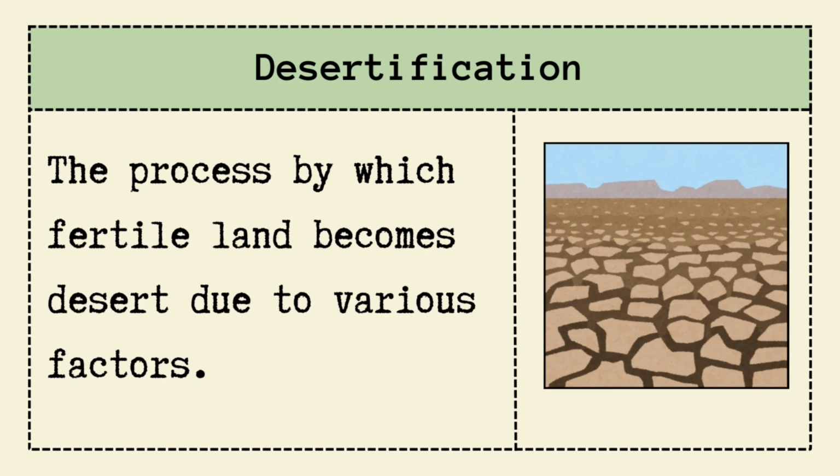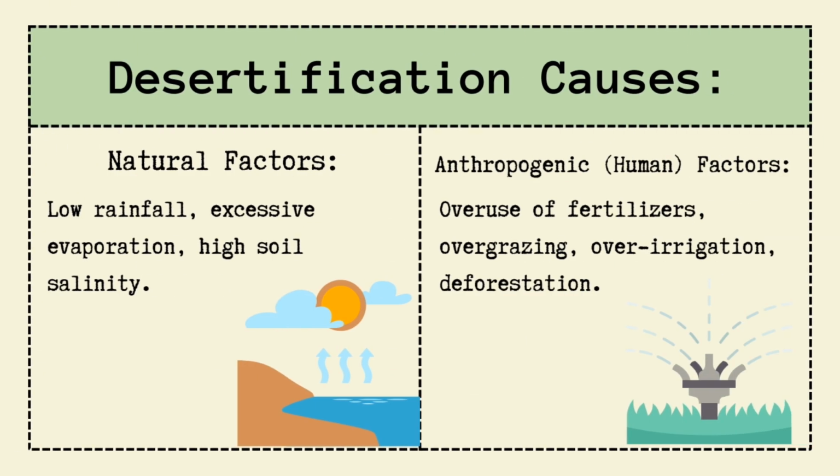Desertification is a serious environmental problem where fertile land gradually transforms into desert. This doesn't mean sand appears overnight. Rather, it's a slow process where the soil loses its nutrients and can no longer support plant life. This often happens due to factors like prolonged droughts, deforestation, and poor farming practices. There are a few main causes of desertification.